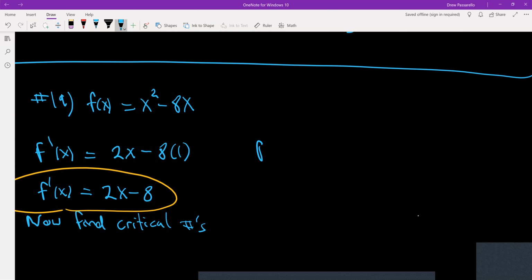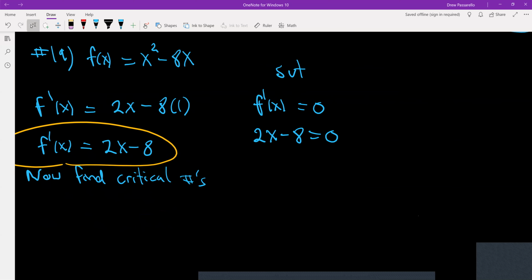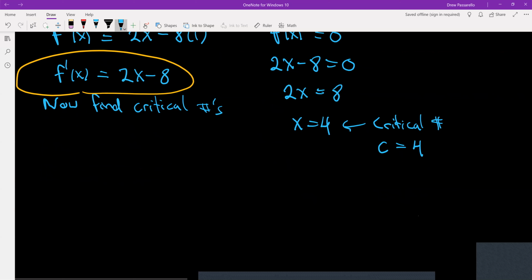So f prime of x, you set that equal to 0. So you have 2x minus 8 equal to 0. You add 8 to both sides. You have 2x equal to 8. And then you divide by 2. So 8 divided by 2 is 4. All right, and our critical number is 4. And so I'll use the letter C for that. Now I need to determine the intervals of increasing, decreasing.